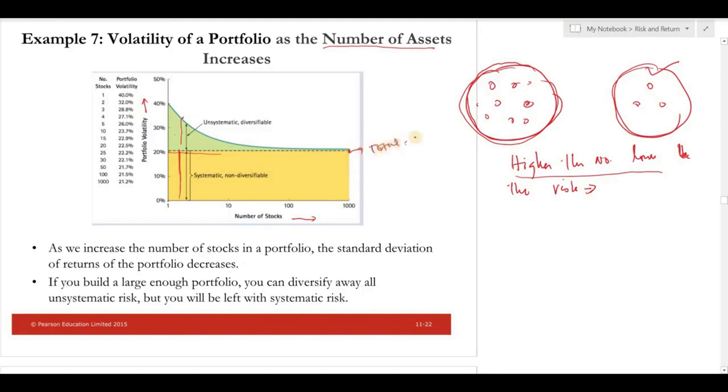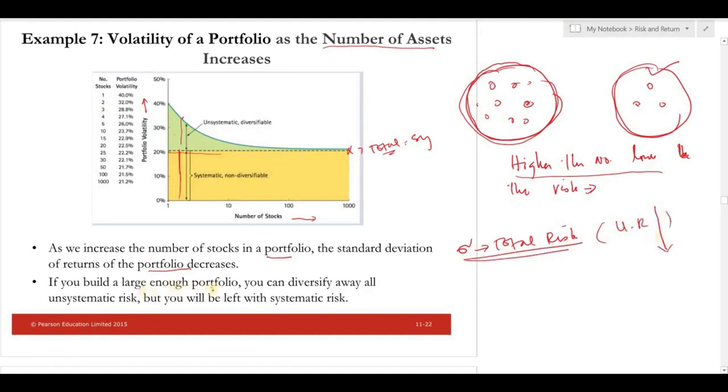Okay, so the total risk would be only systematic risk, because the unsystematic risk has been 100% diversified. So it means the higher the number of stocks in a portfolio, or the higher the number of assets in the portfolio, I should say, the higher would be the diversification of the portfolio. Okay, so as we increase the number of stocks in a portfolio, the standard deviation of return of the portfolio decreases. And when I say standard deviation, it means the total risk, remember. Okay, why does it decrease? Because unsystematic risk starts going down.